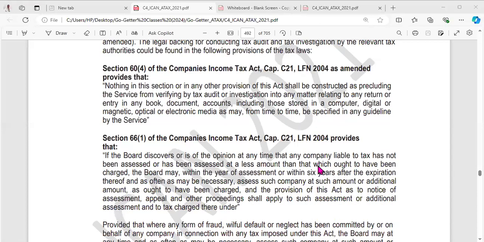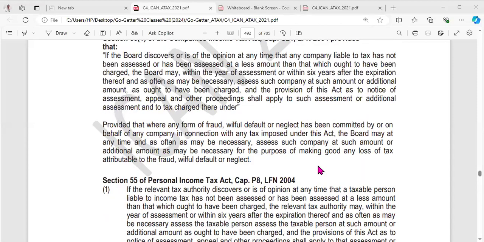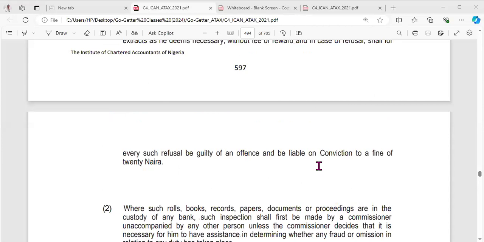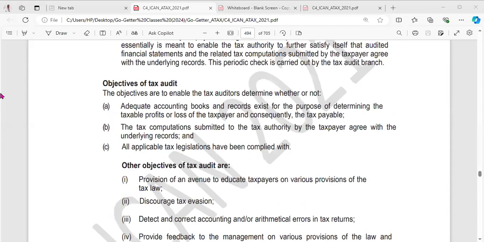So how is a tax audit carried out? What are the objectives of tax audits? Now, tax audits have some objectives for the tax auditor. They are going to determine whether or not adequate accounting books and records exist for the purpose of determining the taxable profits or loss of the taxpayer. So it's not just that they are looking at whether appropriate books of record are kept. Are they existing for the purpose of determining the taxable profit?